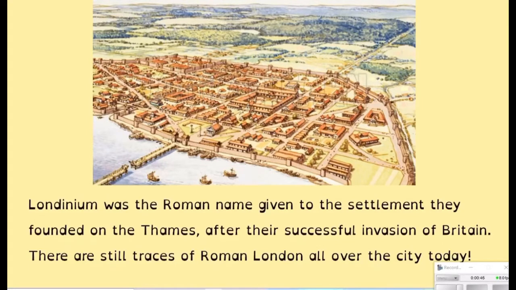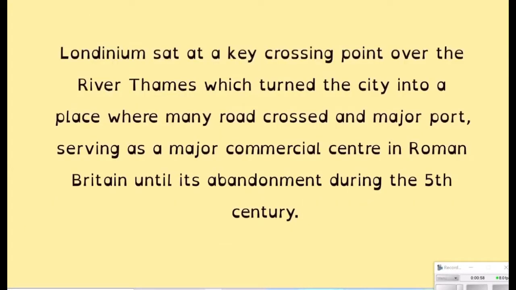If you think about our city of London and how huge it is, it started as this small Roman settlement many, many years ago. Londinium sat at a key crossing point over the River Thames, which turned the city into a place where many roads crossed and a major port, serving as a major commercial centre in Roman Britain until its abandonment, which means it was left, during the 5th century, when the Roman Empire ceased to exist.